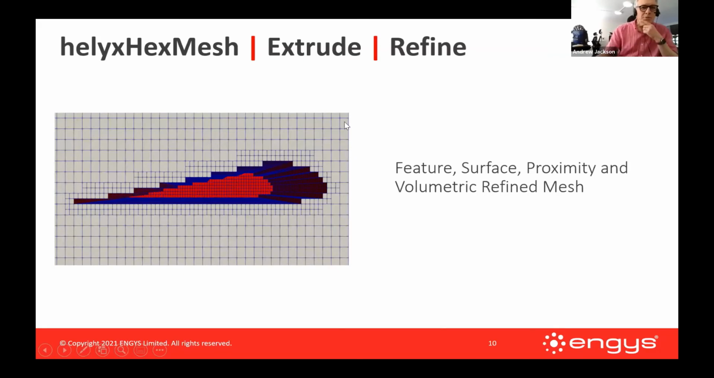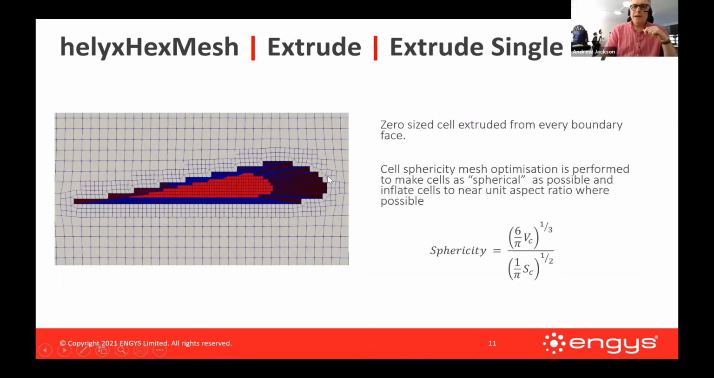So in the Extrude method, we would use all the feature, surface proximity and volumetric refinements to get a base castellated mesh. And then after this, for every boundary face, we extrude a zero-sized cell to ensure that it sits the right size of the geometry. And then to inflate this, we use cell sphericity optimization, essentially to make the cells as spherical as possible, as close to unit aspect ratio, where there is space for that to be done.